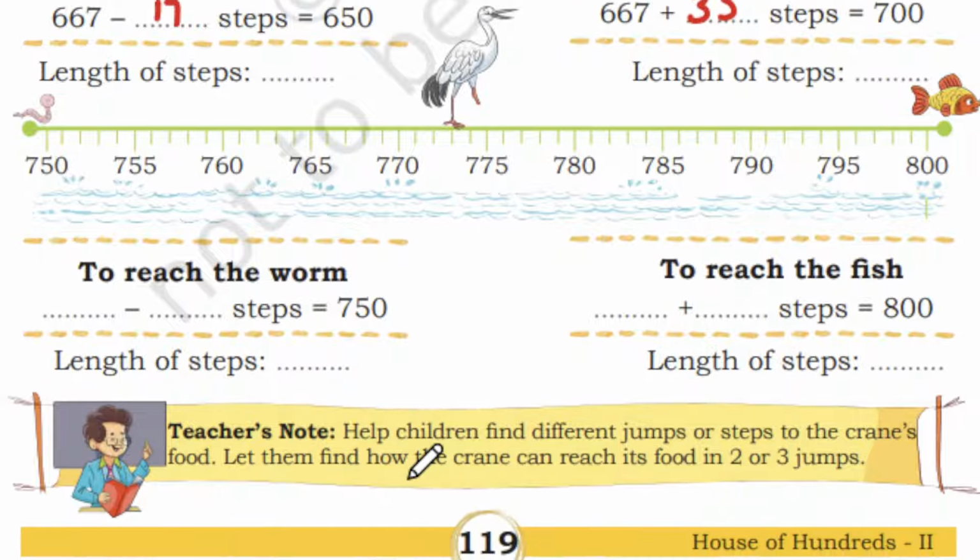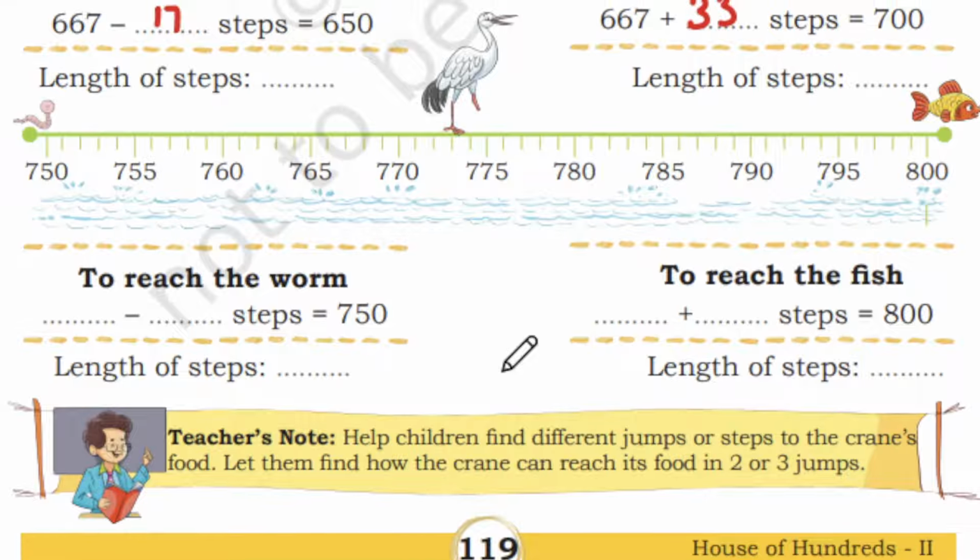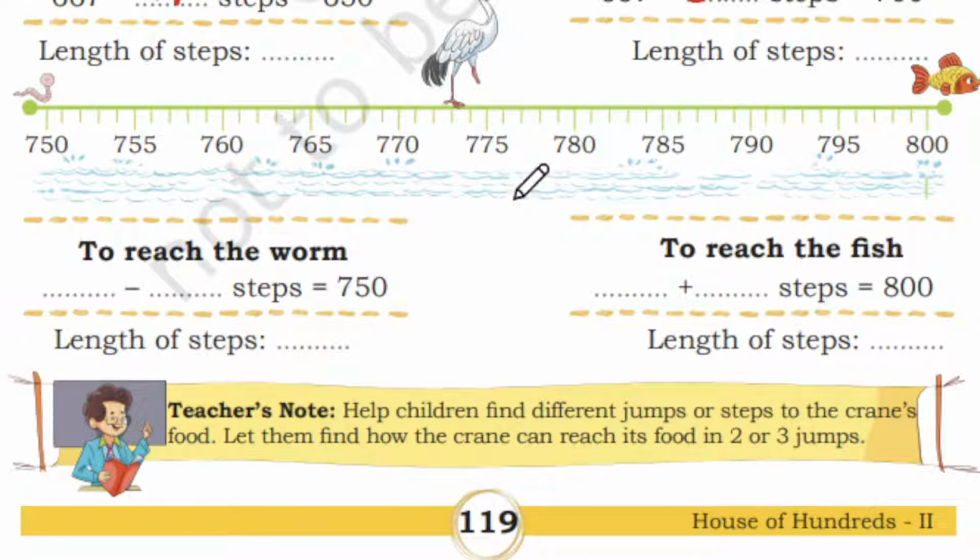Okay. So next, to reach the worm, dash minus dash steps is equal to 750, and to reach the fish, you have to find out dash plus dash steps is equal to 800. So you have to find out where the crane is exactly now. The crane is exactly at 770 here, so 771, 772, 773. So the crane is exactly at 773.